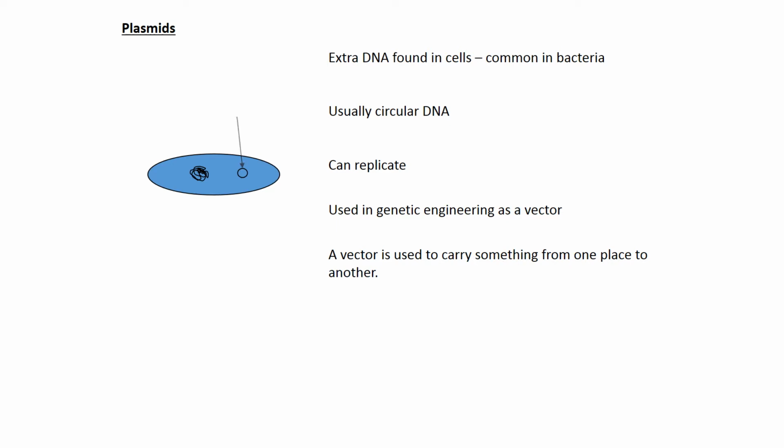And just to explain again what a vector is: anything that can carry something from one place to another. So our plasmid is going to carry our human insulin gene into a bacterium. Another vector that you would have been familiar with from a previous chapter would be, for example, the mosquito, which transfers the malaria parasite from humans to humans.